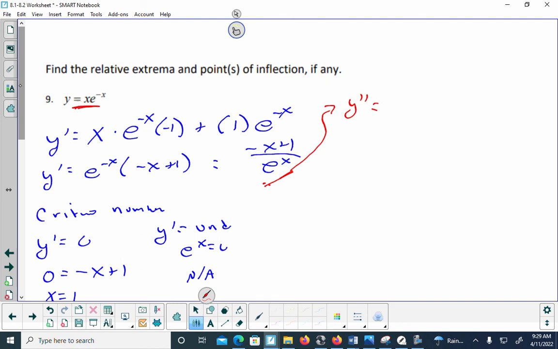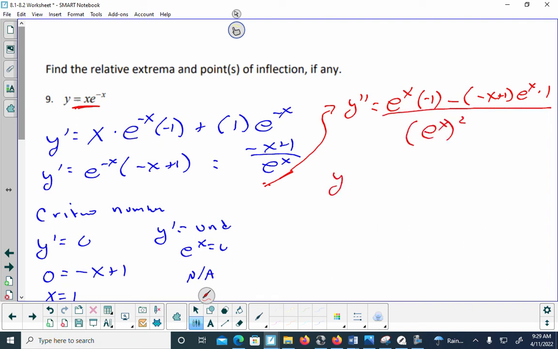I'm going to use the quotient rule, so I'm going to take the derivative of negative x plus 1, which is negative 1, minus e to the x alone. Then take the derivative of e to the x, which is e to the x, times the derivative of x, which is 1, all over e to the x squared. So when I do this, I'm going to have negative e to the x plus x times e to the x minus e to the x, all over e to the 2x.